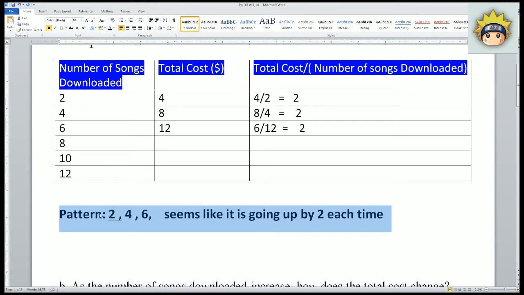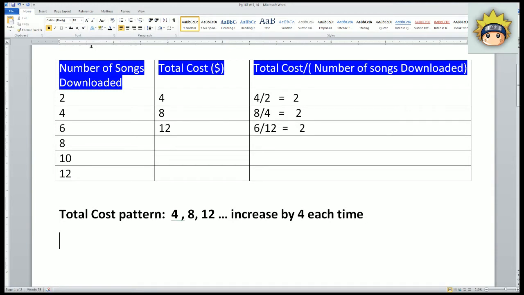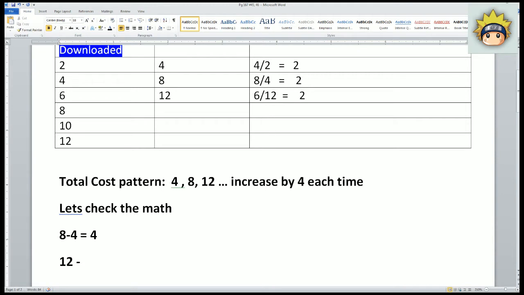Okay, let's look at the pattern for the total cost. What is the total cost's pattern? We start off with 4, then we go to 8, then we go to 12. How much is it increasing by? It seems to increase by 4 each time. Let's check the math. 8 subtract 4 is 4, and 12 subtract 8 is also equal to 4. So it seems like it is being increased by 4 each time.